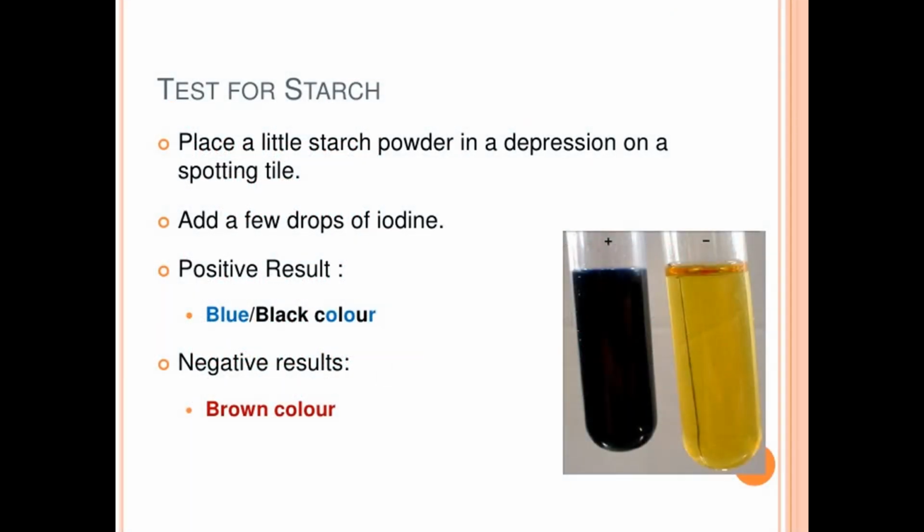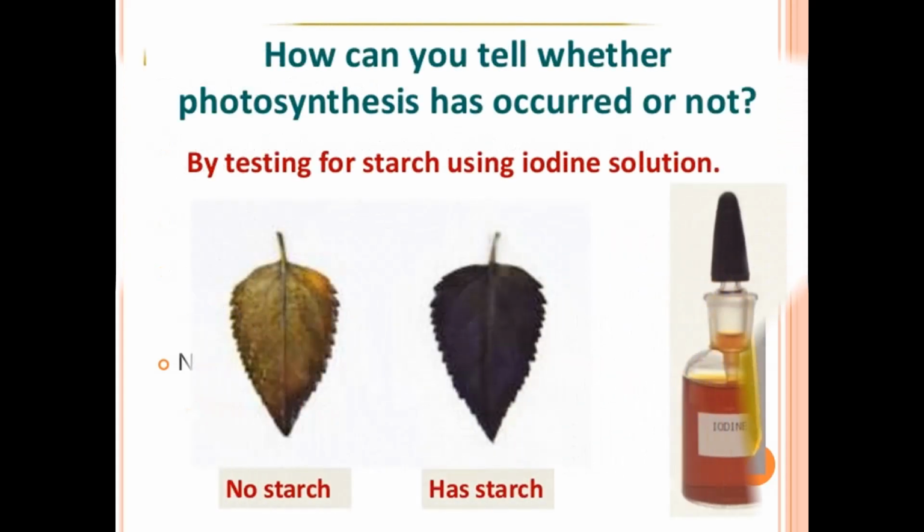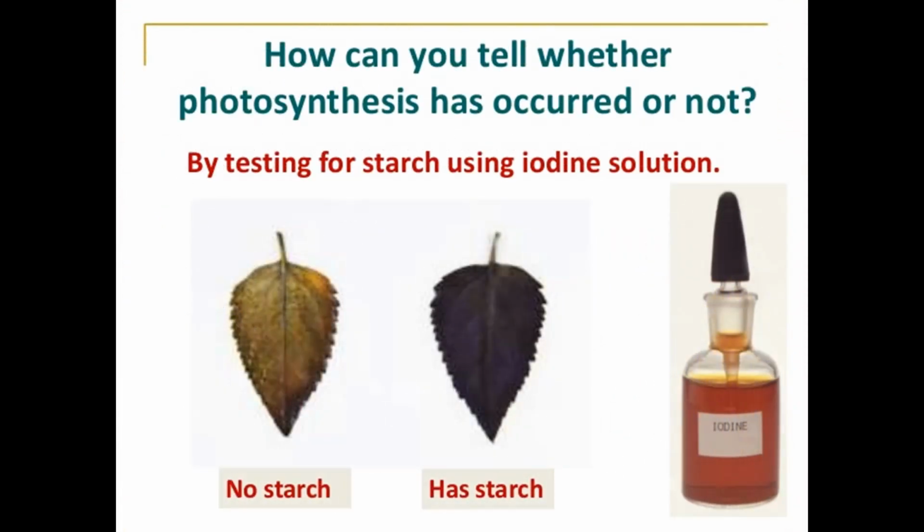The test is very simple. Just add iodine dissolved in potassium iodide solution to the test sample. If there is starch present, the sample changes from brown-orange to a dark blue-black color. In your exams, make sure you always talk about iodine dissolved in potassium iodide and not just iodine alone.